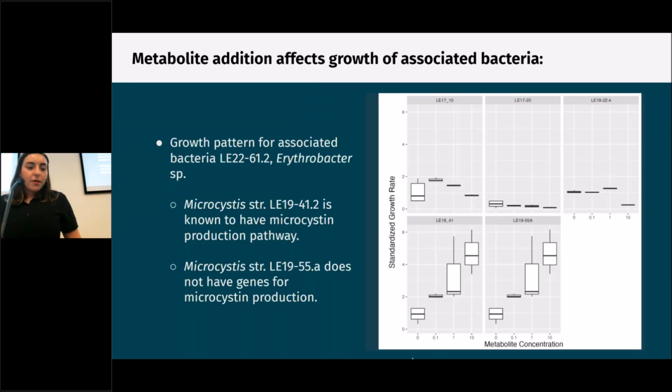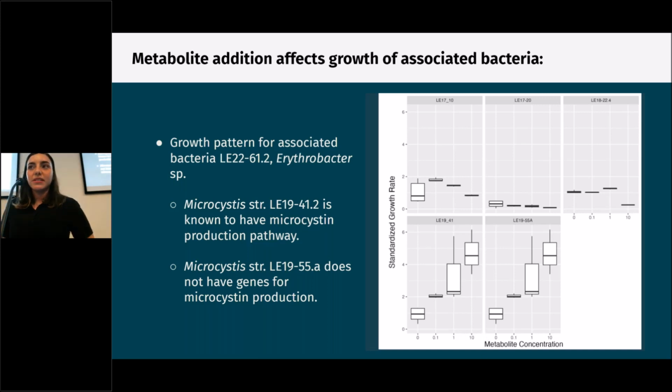Of all the associated bacteria mentioned before, one that really caught my attention and gave very interesting results was a strain of Erythrobacter species, in which we would see that for at least 2 of those metabolites, coming from the strains of Microcystis LE1941 and LE1955A, there was an increment of the standard growth rate of these organisms. So they were growing at a higher rate when exposed to higher concentrations of metabolites.